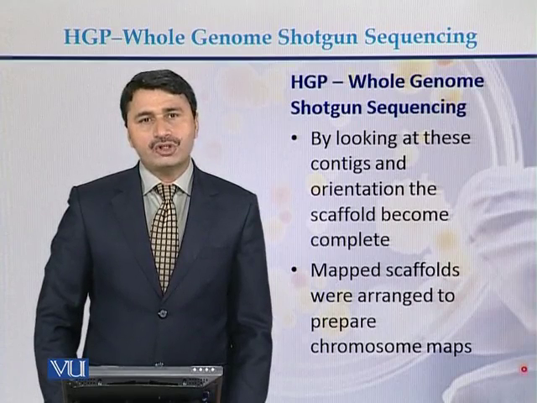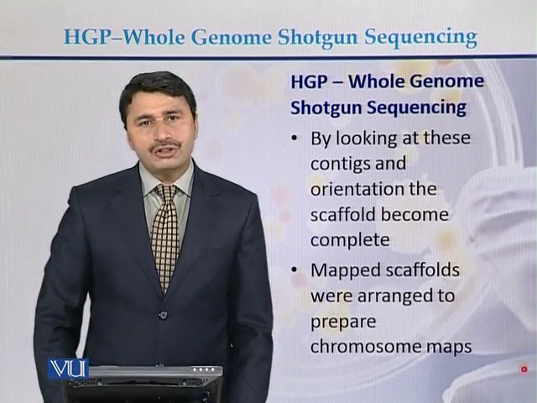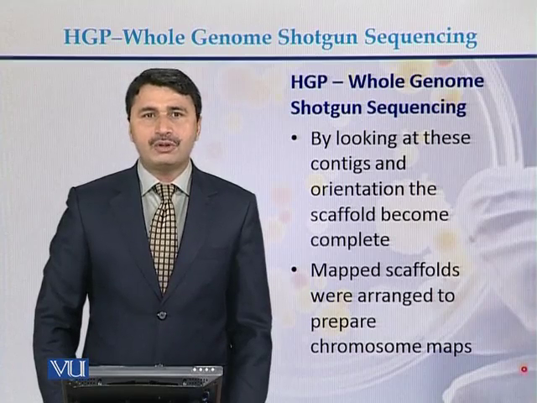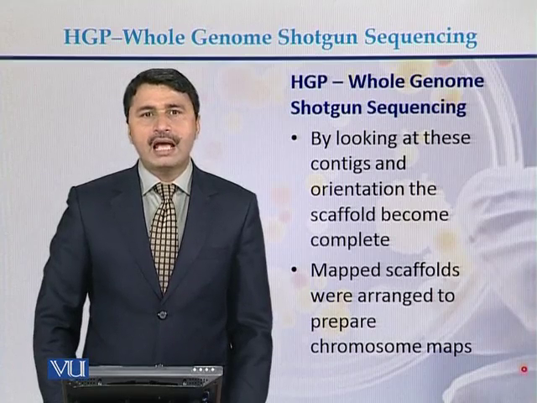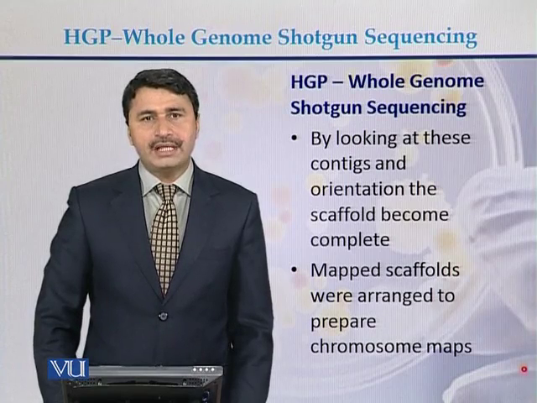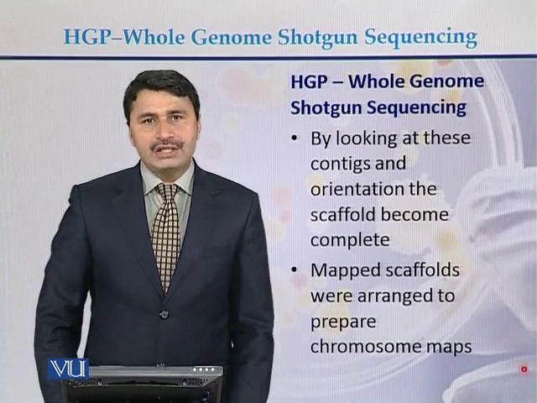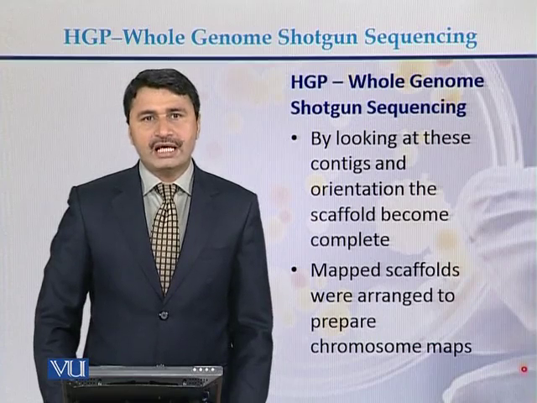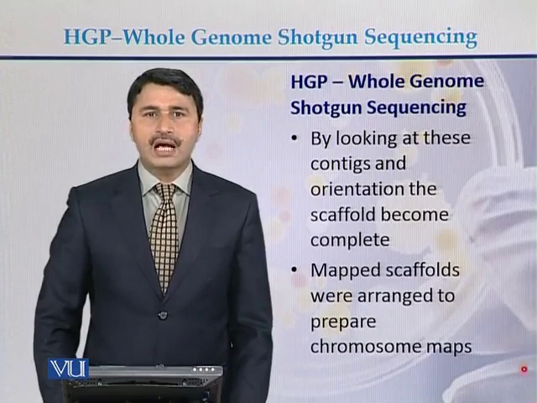In shotgun sequencing, the whole genome is digested into libraries. Libraries can be of 2 kb, 10 kb, and up to 200 kb. These libraries are sequenced, and with the help of computer software, they are assembled, and ultimately the maps of chromosomes are obtained.